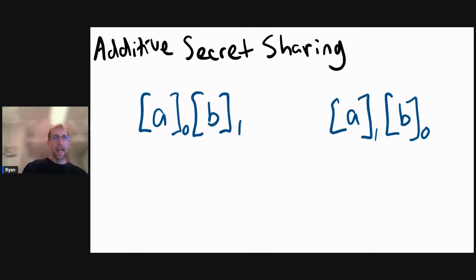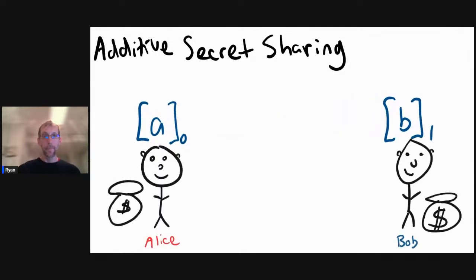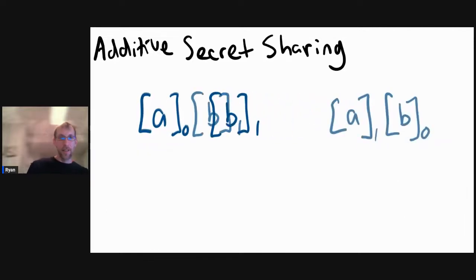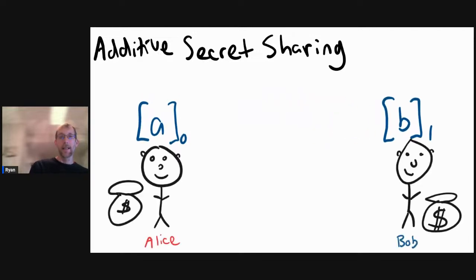So if we could figure out how to multiply Alice's A0 times Bob's B1, then that would also tell us how to multiply Alice's A1 times Bob's B0. If we could do that, we could compute the entire product that we're looking for, using that as sort of the key step. So I'm going to explain how we do this for just this one term, A0, B1, noting that the other one is exactly the same.